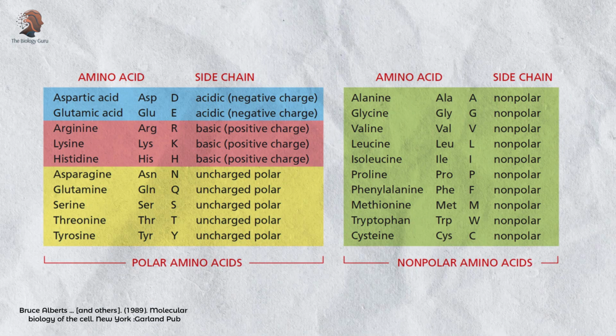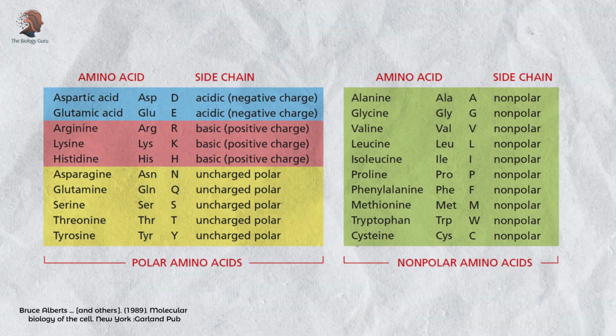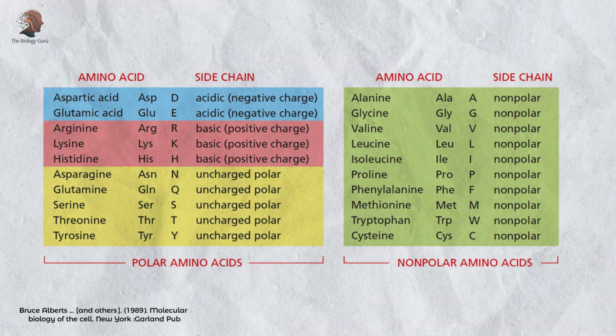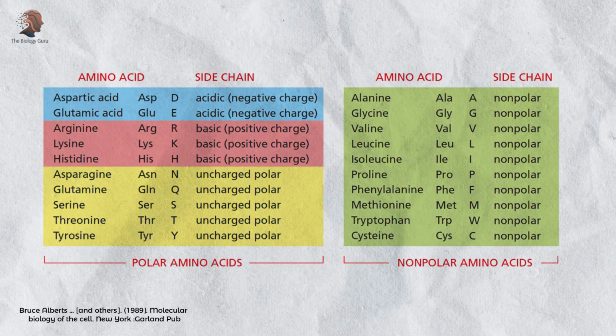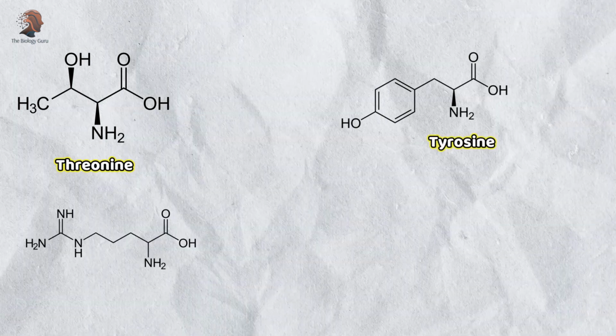However, it is important to note that some side chains categorized as polar may exhibit non-polar characteristics due to their size. Examples of these amino acids include threonine, tyrosine, arginine, and lysine.